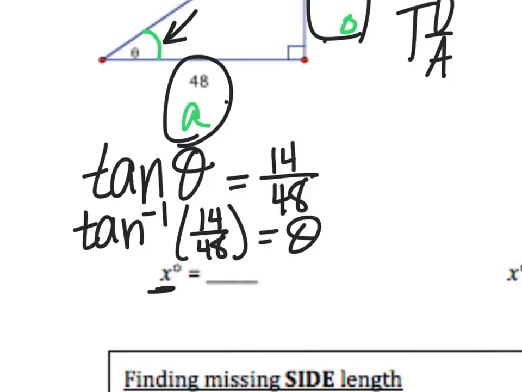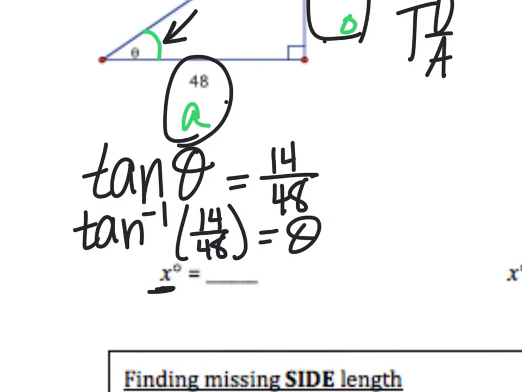So when we talk about addition and subtraction, the inverse of addition is subtraction, the inverse of multiplication is division. That's the same thing with trig functions. They have to have an inverse. Okay, so to get that -1, you're going to hit second and then your normal tangent button. So you usually have tan -1 up there with a parentheses. Then you hit 14 divided by 48. Then hit enter.